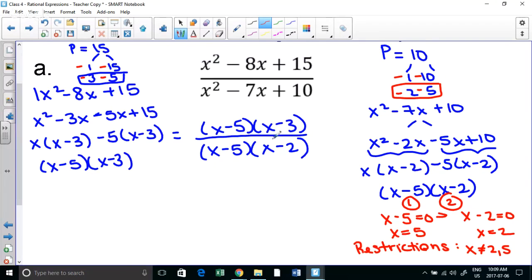I go back to the rational expression itself. I want to reduce it, meaning any factor I see that is both at the top and the bottom goes away. So I have an x minus 5 here and an x minus 5 here. What this leaves me with is x minus 3 divided by x minus 2. And this is reduced.